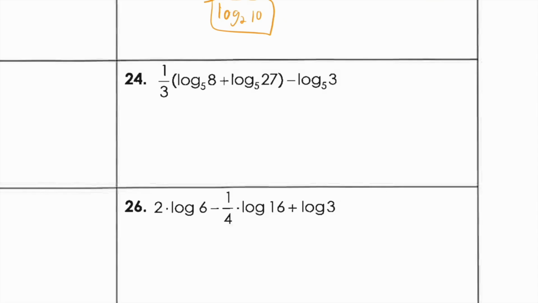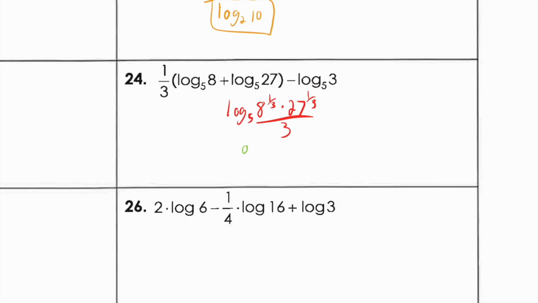On 24, both these logs are going to be raised to the power of 1/3 individually, as we essentially distribute a 1/3 inside. And then this will be on the bottom of our fraction. And so we'll have log base 5 of 8 to the power of 1/3 times 27 to the power of 1/3 over 3.